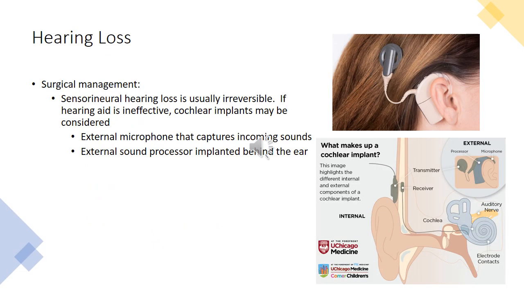Some hearing loss may benefit from surgical management. Sensorineural hearing loss is usually irreversible. If a hearing aid is ineffective, cochlear implants may be considered. This is when an external microphone captures incoming sounds and the external sound processor is implanted behind the ear. See the lower right hand picture of the cochlear implant.